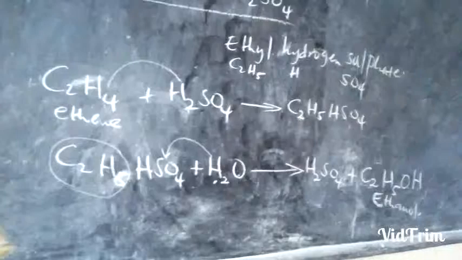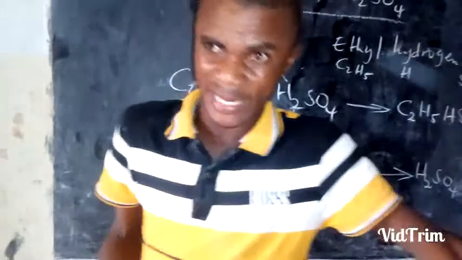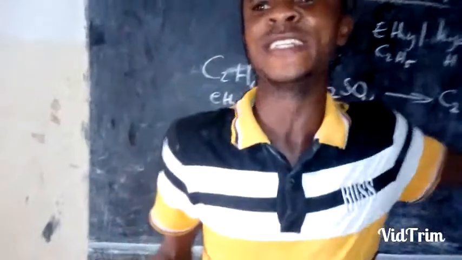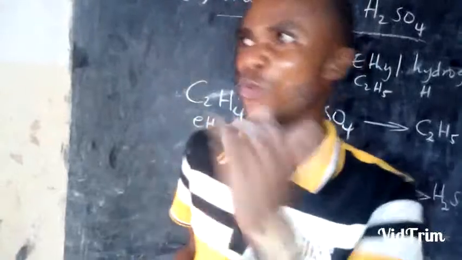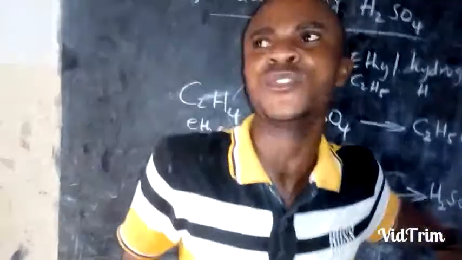Anytime you add H2SO4 to ethene, ethyl hydrogen sulfate is formed. Ethyl hydrogen sulfate is hydrolyzed. That means by adding water molecule to produce ethanol. That is one of the ways in which ethanol is produced. Those of you who make use of alcohol by the name of ethanol, it is produced using this format.